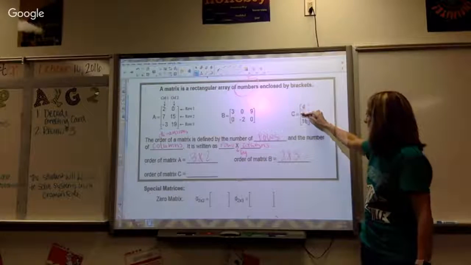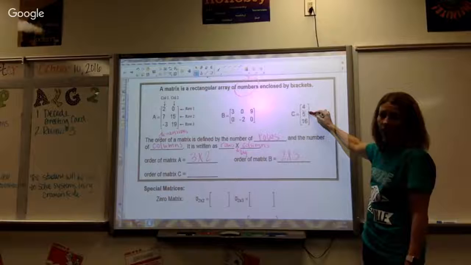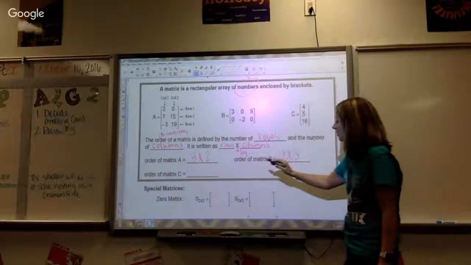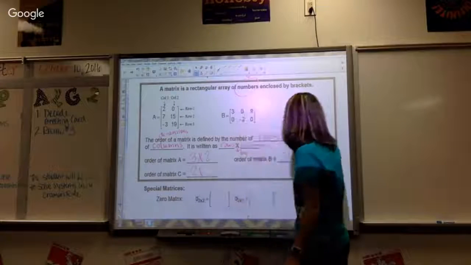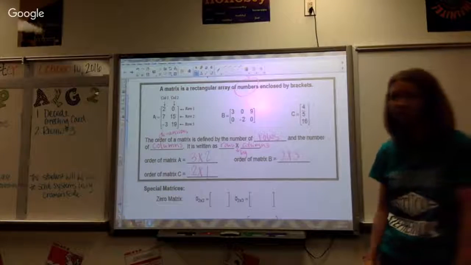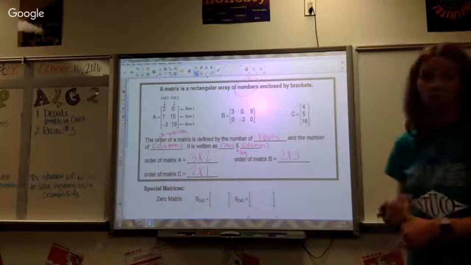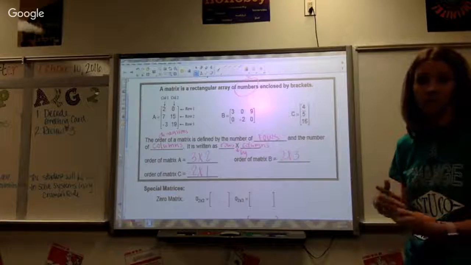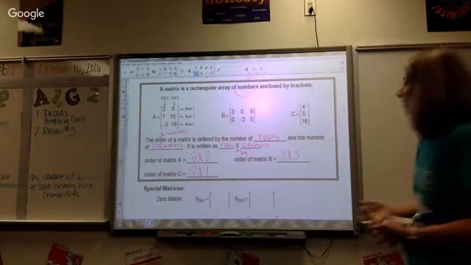Matrix C, this is a fraction here, so that represents one element there. So you have 2 rows, so that would be a 2 by, and then 1 column. So 2 by 1 would be matrix C. So that's how you find your order or your dimensions of a matrix. Find the number of rows, find the number of columns. It's rows by columns.